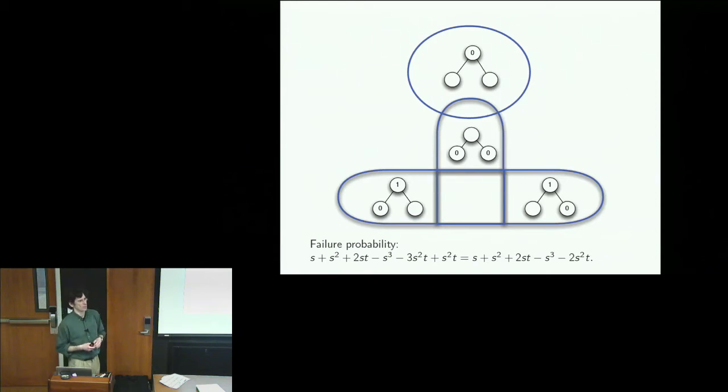But of course, the way inclusion-exclusion works is I subtracted it too many times, so I need to add it back in one more time for the three-way intersection. Right? And so that adds a final plus S squared T, and I get that formula. And that actually is the failure probability. Right? First of all, questions about that? Because that's sort of what we're going to have to do on an arbitrary graph.